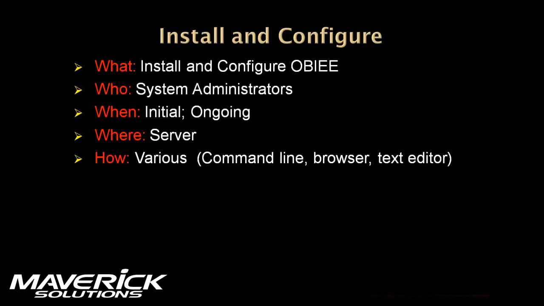In fact, it's very typical for us to have a three-tier dev, QA, and prod setup, so we'll have multiple servers. And the interaction is going to be in various ways: command line, some browser, some text editor. The first step, the what, is the initial installation and configuration of OBIEE.